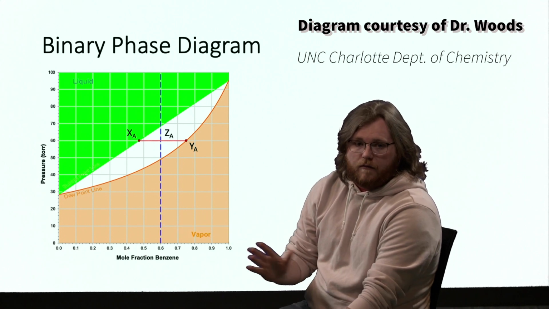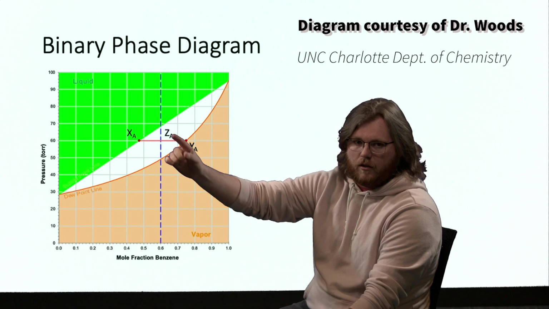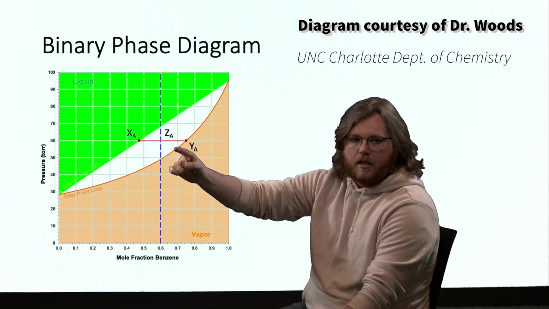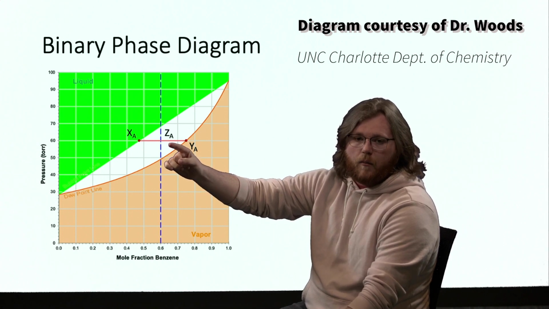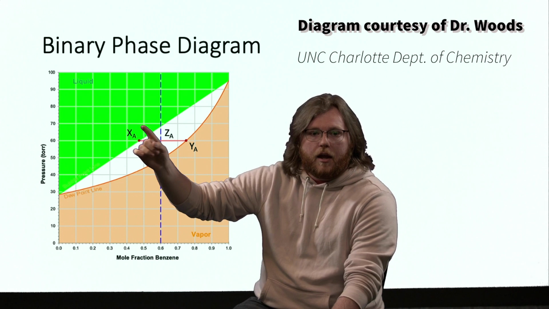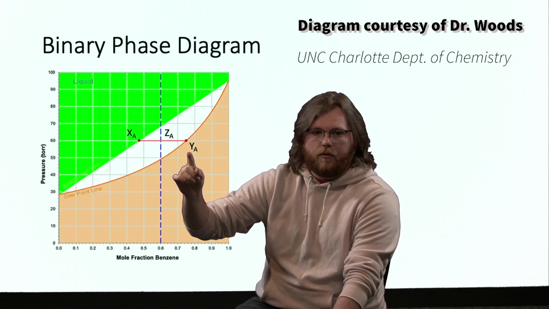Down here, this is our vapor phase, so this is our gas phase, and then this area in between is our liquid vapor phase. So when we have a mole fraction and a pressure that equals anything in this phase right here, we're going to have a mixture of liquid and gas phases. So we have a couple points here. We have XA, we have ZA, and we have YA.